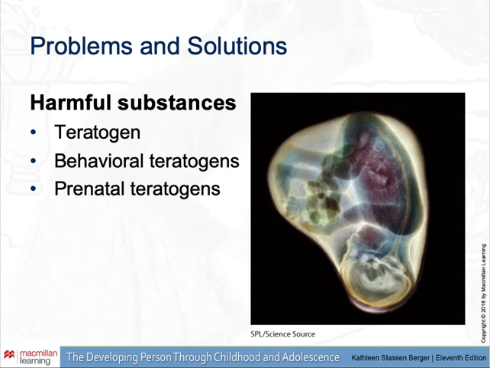Problems and solutions. There are harmful substances that can make their way into the fetus. These things are called teratogens. They are agents or conditions that can impair prenatal development and result in birth defects or even death. There are behavioral teratogens. These are agents and conditions that can harm the prenatal brain, impairing the future child's intellectual and emotional functioning. About 20% of children have problems that could be traced to behavioral teratogens. There are also prenatal teratogens. This is any agent or condition, including viruses and drugs, that results in birth defects or complications.